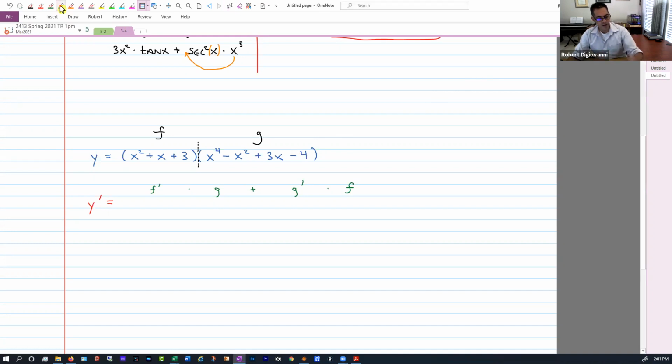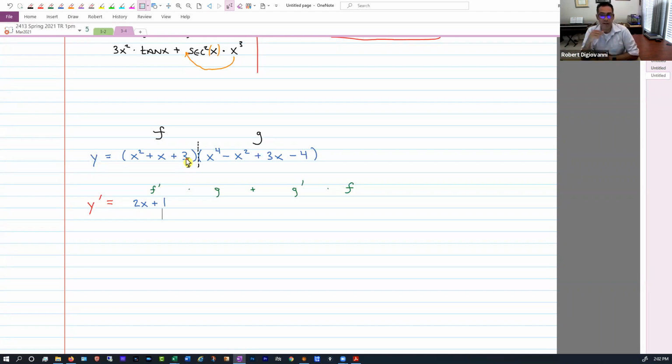All right, so let's go then. What would the first part of this be then? F has three terms. You can do them one by one. So let's go through them one by one. First one will be 2x, plus derivative of x, it will be 1, plus derivative of 3. It will be 0.